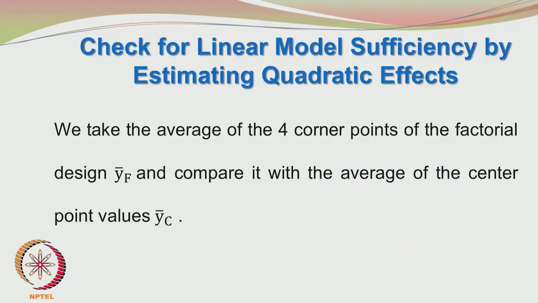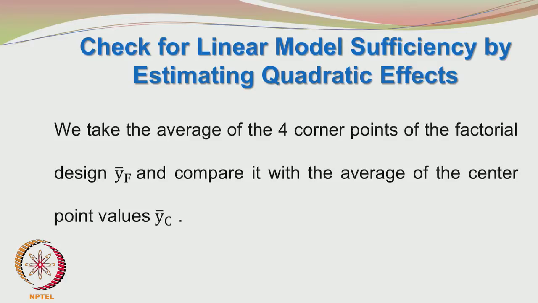Now let us move on to the checks that are in place for the sufficiency of the linear model. We said that the quadratic effects may actually be important even in this preliminary design space, and should we add beta hat 1,1 x1 squared and beta hat 2,2 x2 squared, or can we get away without adding those model terms? That is what we have to check next. What we do here is quite simple. We take the average of the 4 corner points of the factorial design, y bar f, and compare it with the average of the center point values, y bar c.